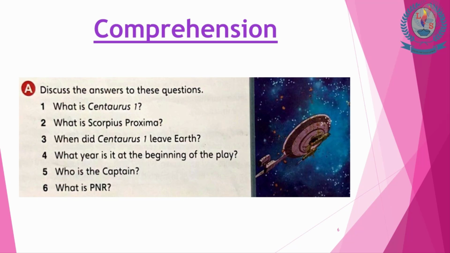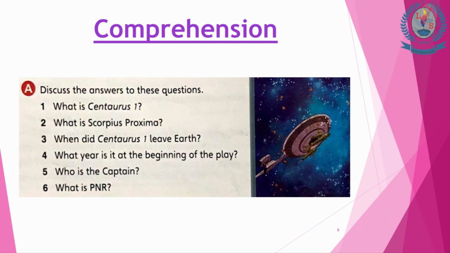Comprehension. Part A. Discuss the answers to these questions. First question. What is Centaurus 1? Centaurus 1 is a science fiction play, and here the name of the spaceship is also Centaurus 1. Second question. What is Scorpius Proxima? Yes, you already know what Scorpius Proxima is. It is a distant planet.